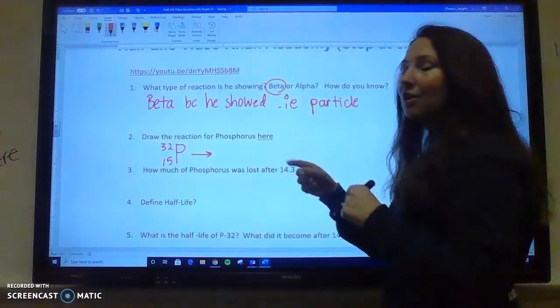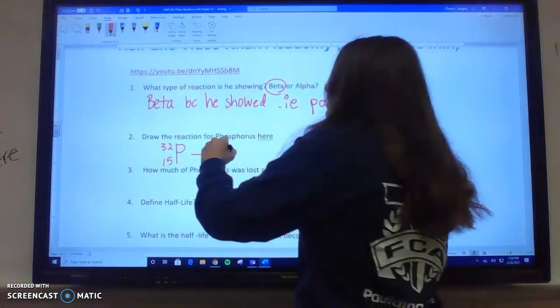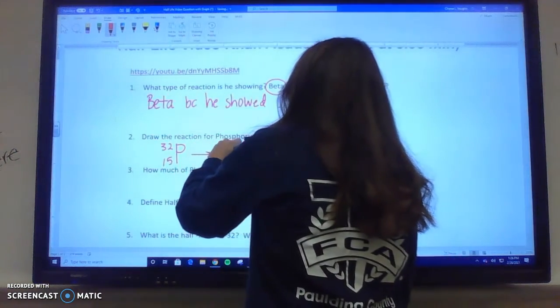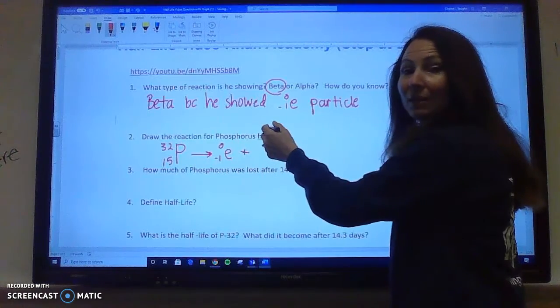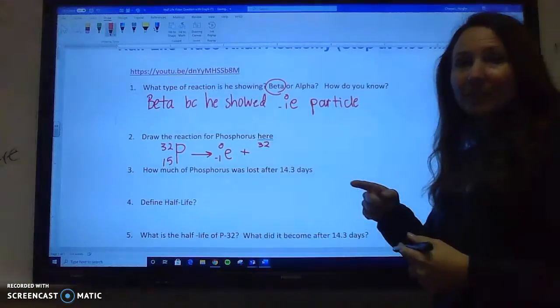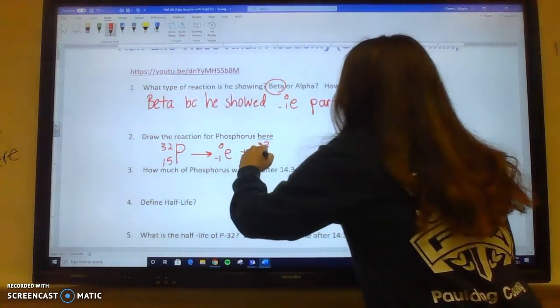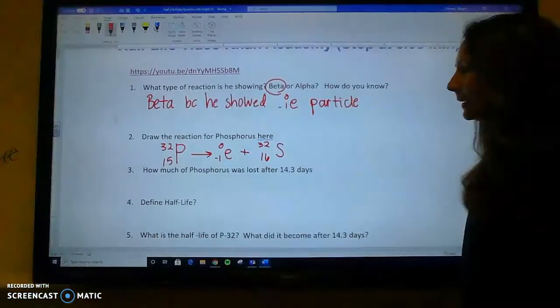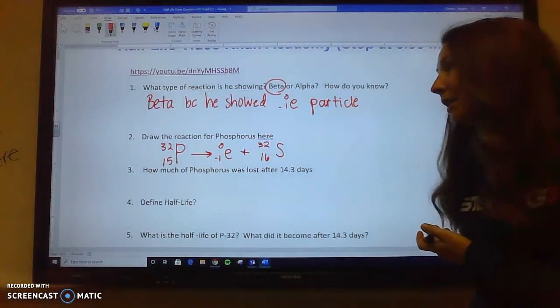So after you have that, you're going to write your particle. I know he wrote a B, but I'm going to make it an e because that's how you're going to see it on your test. And then your product is going to have 32 minus 0 is 32 on top. The bottom is 15 minus a -1, which is 16, and that is going to be sulfur.